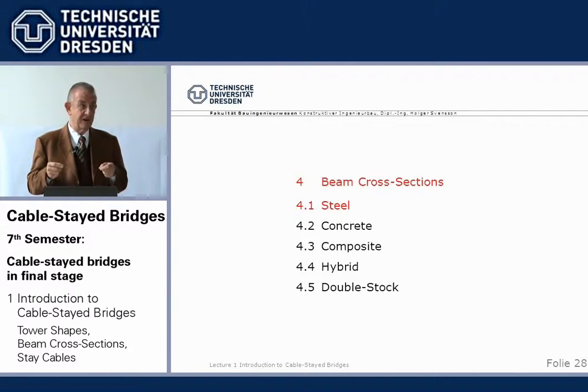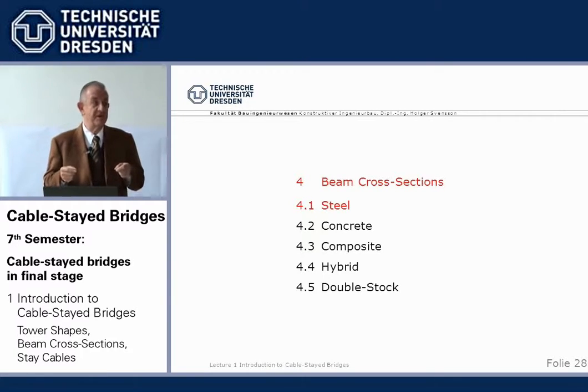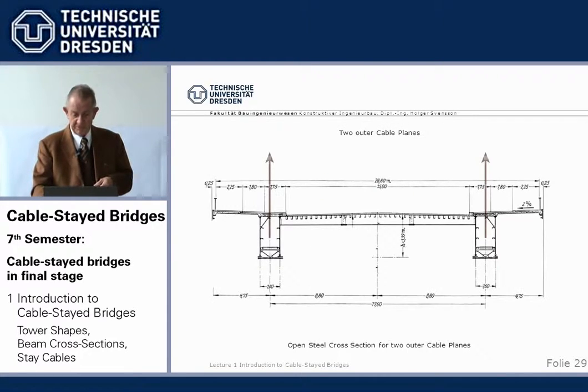Because in practical life, I repeat, that's the name of the game. If we design a cable-stayed bridge, we want it built. And in order to have it built, it must be less expensive than the other designs. So we always have to think what is most appropriate, and therefore I treat the materials completely equal. So we start with steel.